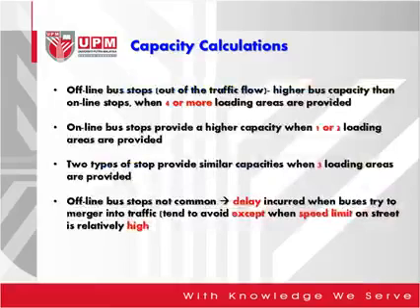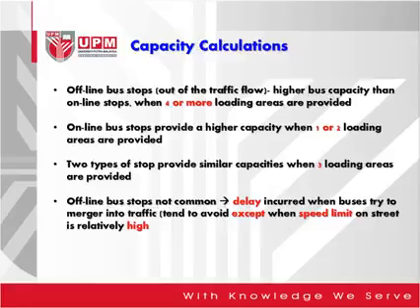Refer to the first bullet point. It says that an offline bus stop will have higher capacity than online when 4 or more loading areas are provided. But if you only have 1 or 2 loading areas, it seems that an online bus stop provides higher capacity than offline. How about 3? When we have 3, there is no difference in terms of capacity between offline and online.